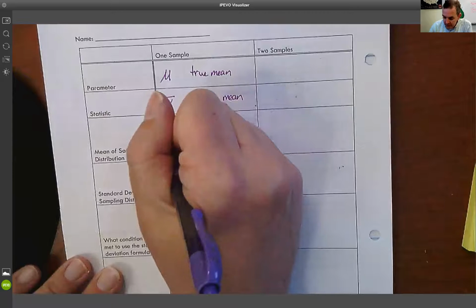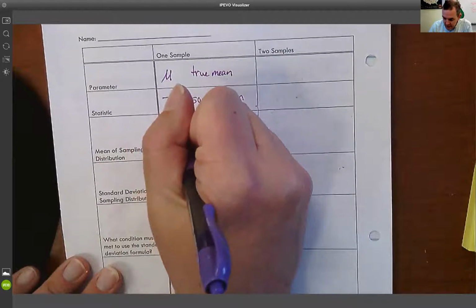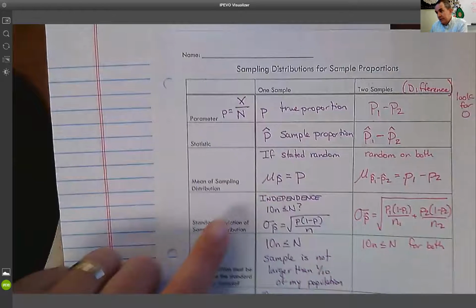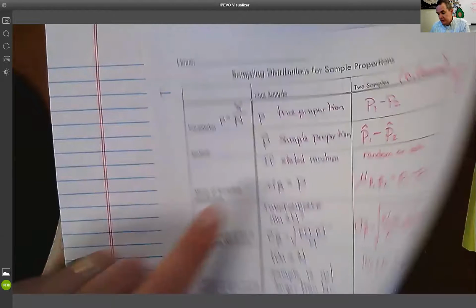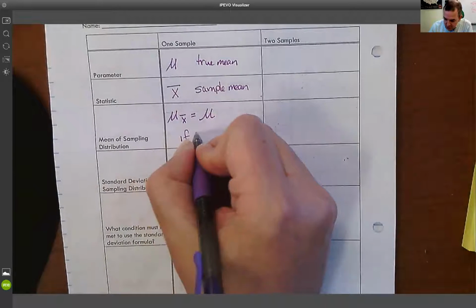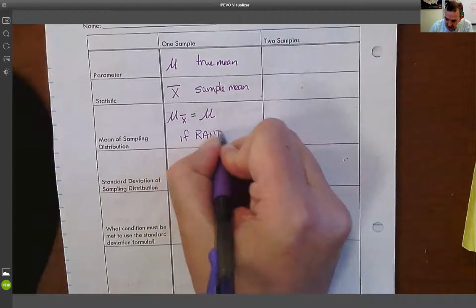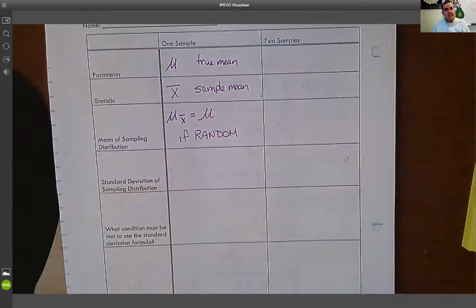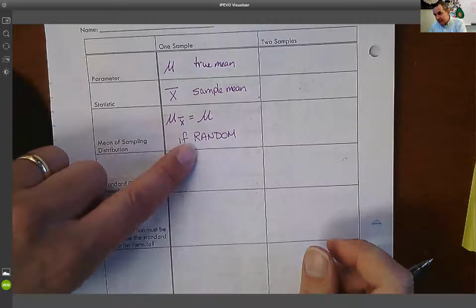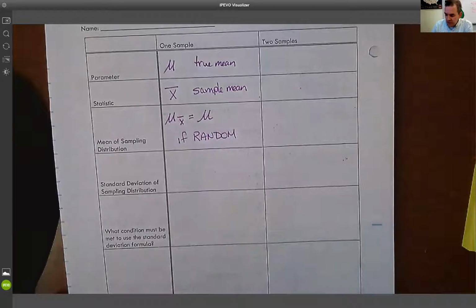And what happens now is this: the mean of all those X bars is going to equal the true mean. Kind of like the mean of all the p hats equals the true p, the mean of all the X bars equals the true mu. And this is the random check. So if it states random in the problem, I'm allowed to state that. And this is my proof. I can't just say this. I say this because of this. So you're always going to give a reason.